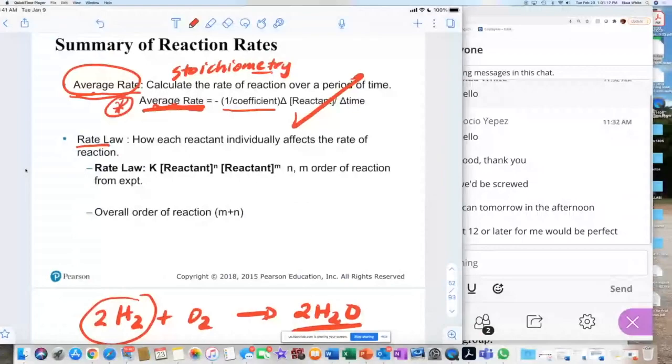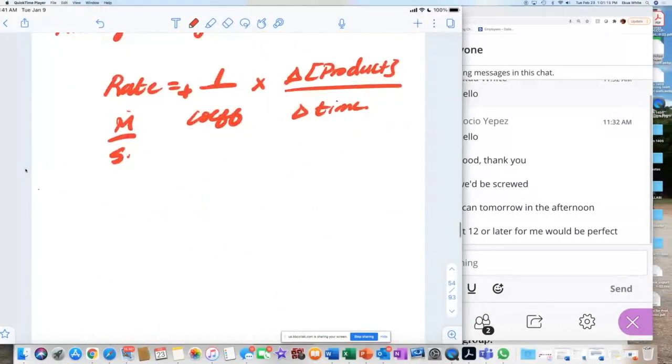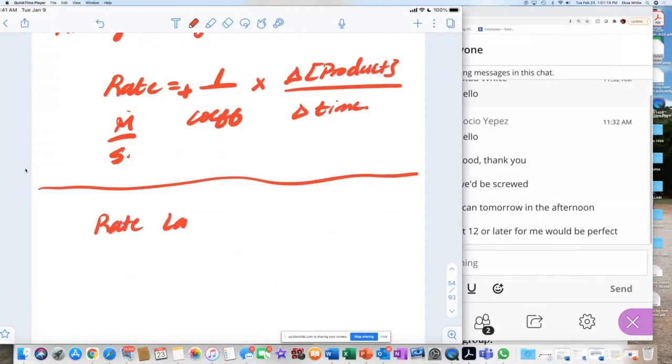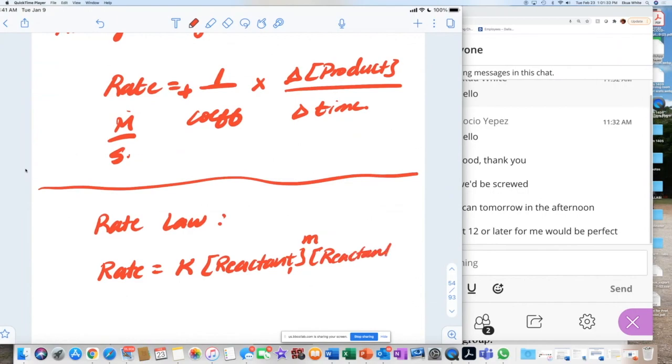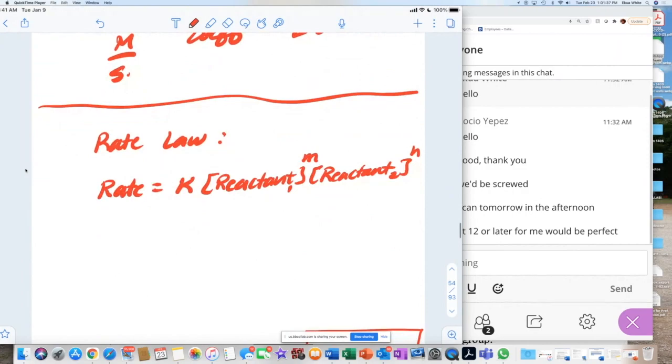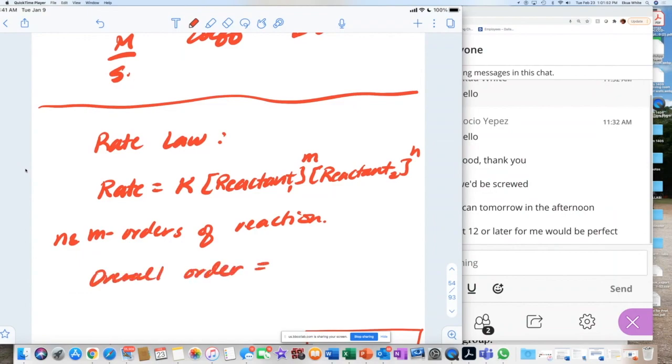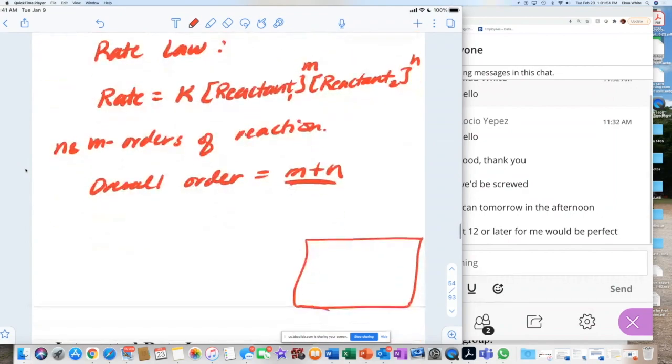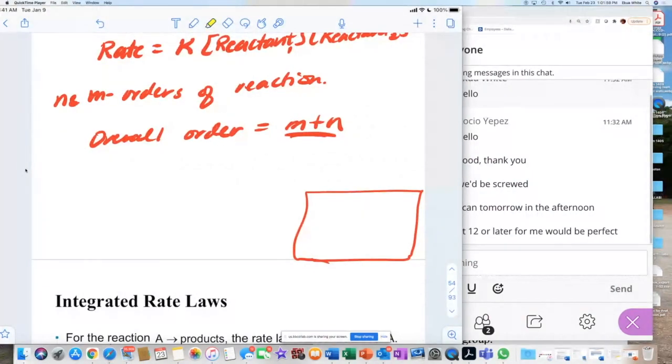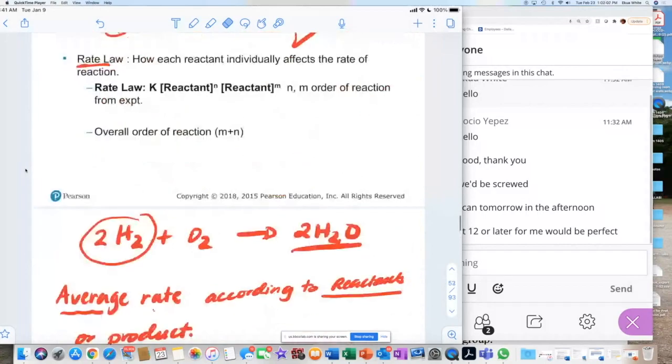Summarize, done. With the rate law, remember rate law? If they ask you to find the rate law, rate law always has this formula. Rate equal K. And then you may have two reactants, maybe you may have one, raised to the power M, the second reactant, raised to the power N. And then remember from here, M and N are the orders of reaction. And then we said overall order, M plus N. Okay, overall order, M plus N.